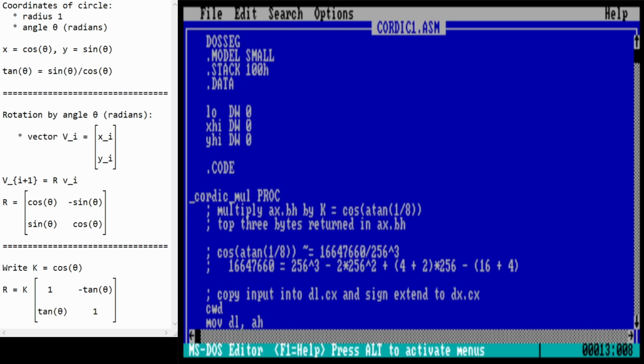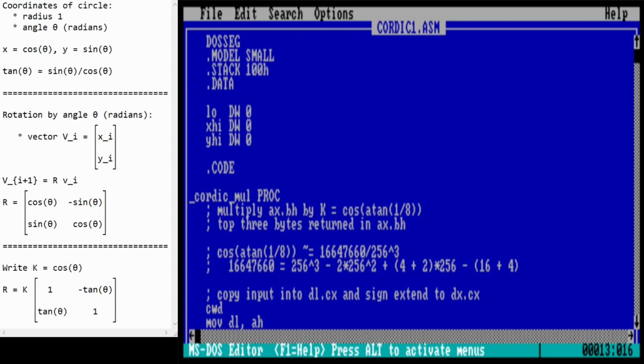Why not just leave them in registers right from the start and just skip the stack entirely? Now we can do this because this Cordic mul routine is not designed to be called by anyone else, so we don't have to worry about anyone else's calling conventions. We can pass the arguments however we like.